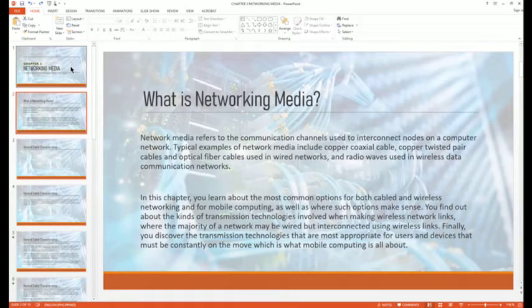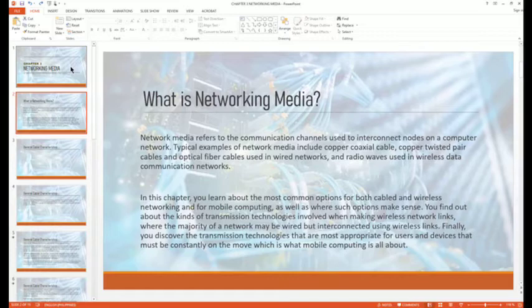First, what is networking media? Networking media refers to the communication channels used to interconnect nodes on a computer network. Typical examples of network media include copper coaxial cable, copper twisted pair cables, and optical fiber cables used in wired networks, and radio waves used in wireless data communications networks. In this chapter, you learn about the most common options for both cabled and wireless networking and for mobile computing, as well as where such options make sense.